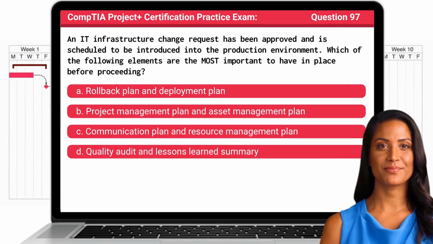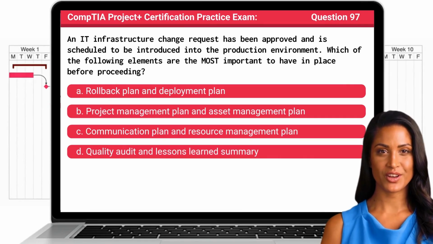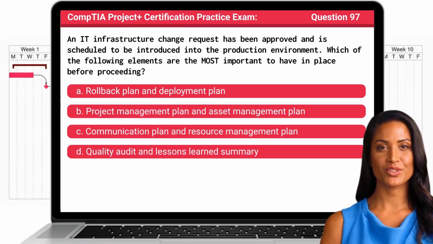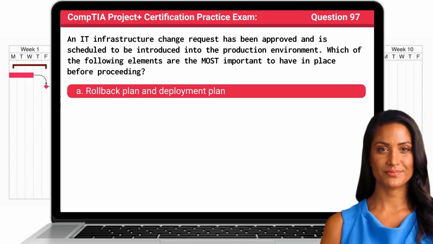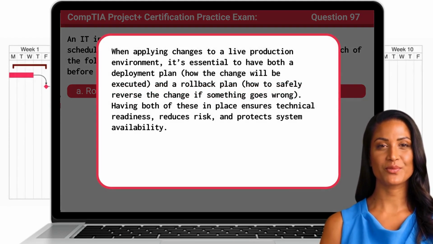Question 97. An IT infrastructure change request has been approved and is scheduled to be introduced into the production environment. Which of the following elements are the most important to have in place before proceeding? The answer is A. Rollback plan and deployment plan. When applying changes to a live production environment, it's essential to have both a deployment plan, how the change will be executed, and a rollback plan, how to safely reverse the change if something goes wrong. Having both of these in place ensures technical readiness, reduces risk, and protects system availability.